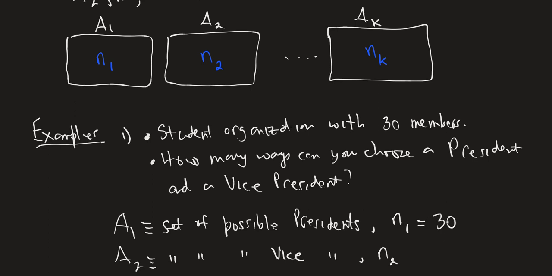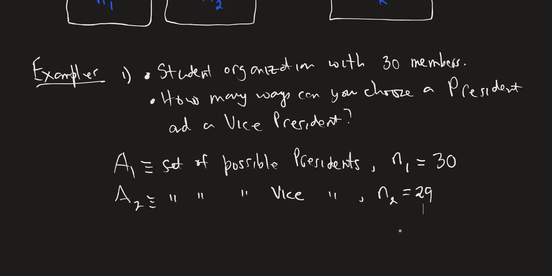Now let's think about the number of possible vice presidents. Well, after you've selected the president, that president isn't going to serve as vice president as well, right? The president and vice president are going to be different individuals. So whoever you end up choosing as your president, that leaves a total of 29 to serve as a vice president. So then what's the total number of choices you can make?